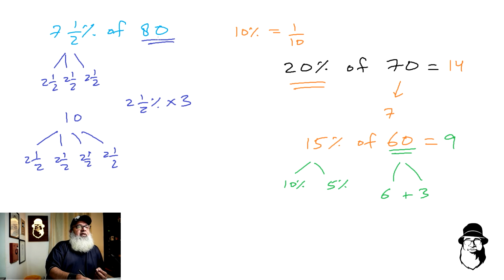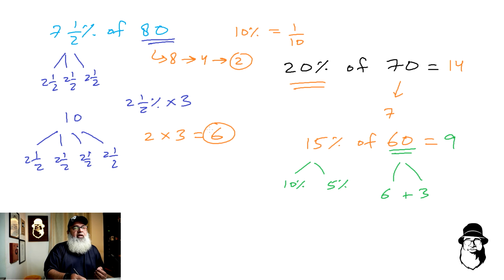So right away we can see 10% of 80 is, let me change the color, 10% of 80 is 8. 5% must be half of that, that is 4. And 2.5% is half of that, that is 2. Now 2 times 3 is 6, and that's actually the answer here. 7.5% of 80 is 6.